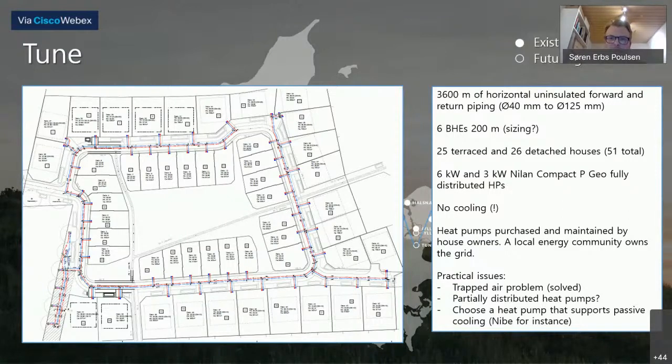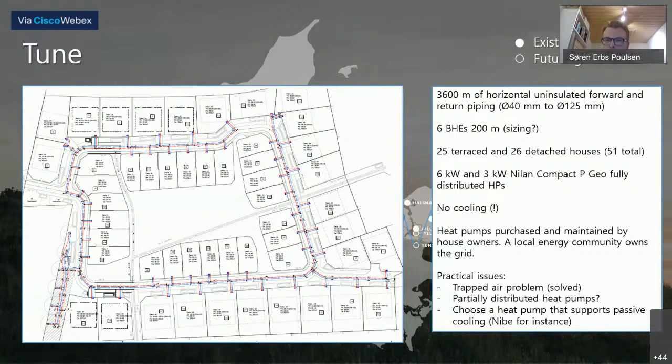And this grid has 6 BHEs that are 200 meters long. How this number and the length and so on was determined, I'm not sure of. It's probably rules of thumb. The only thing I know is we don't have any design models for this currently. So the grid itself consists of 3.6 kilometers of uninsulated forward and return piping in different diameters, obviously.